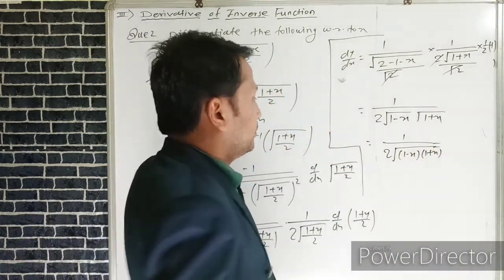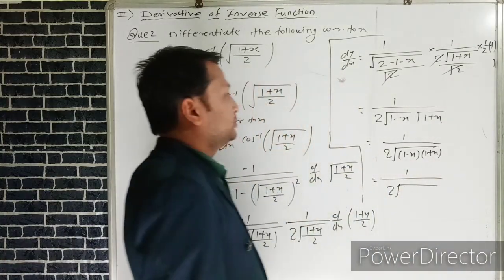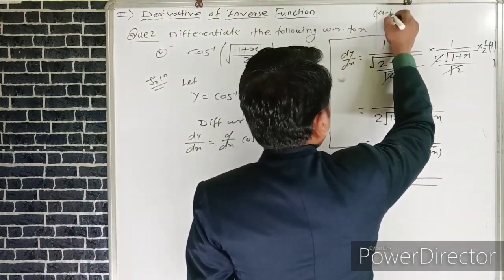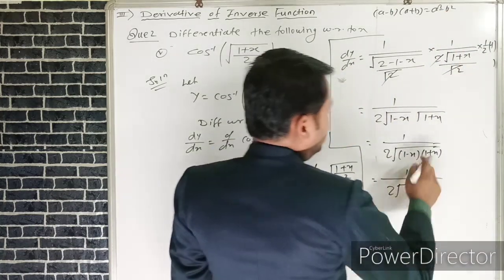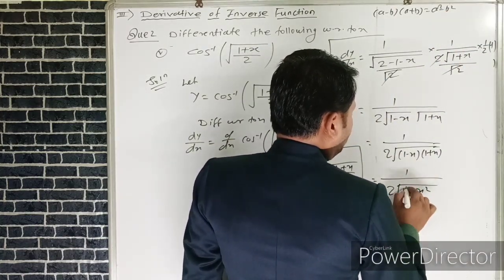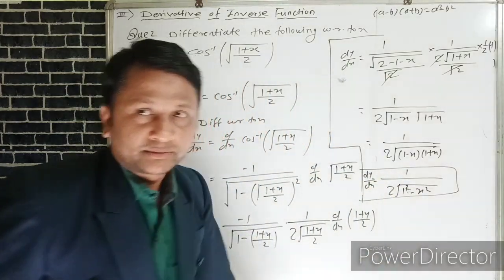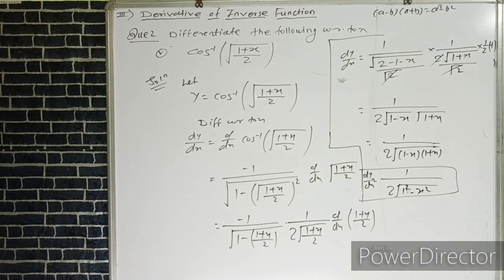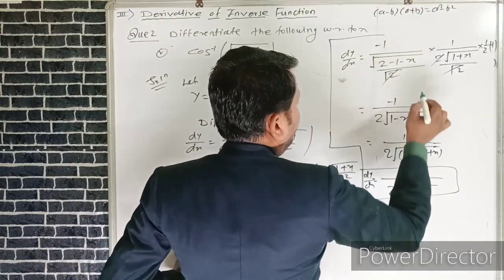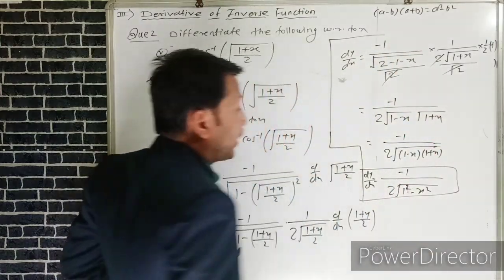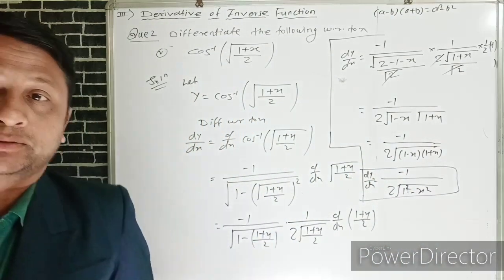If you know the rules of algebra, (a minus b) into (a plus b) is equal to a square minus b square, then we can write it as 1 square minus x square, which is the required derivative of the given function dy upon dx. Here the minus sign continues, minus 1 upon, so the required answer dy upon dx is minus 1 upon 2 under root of 1 minus x square.